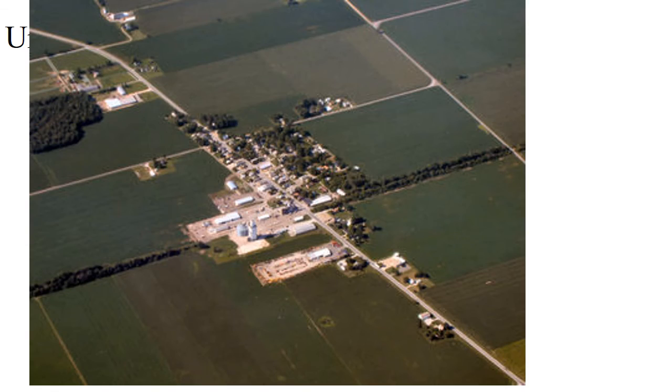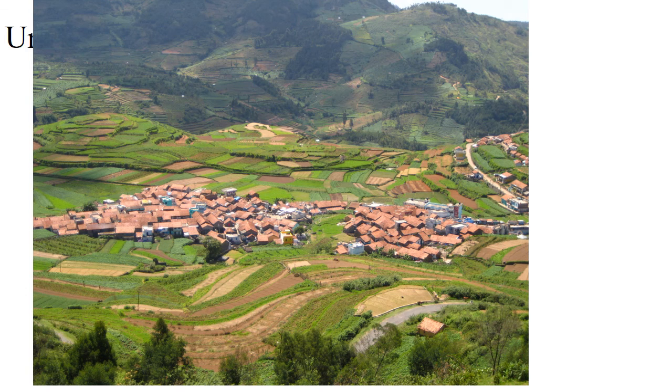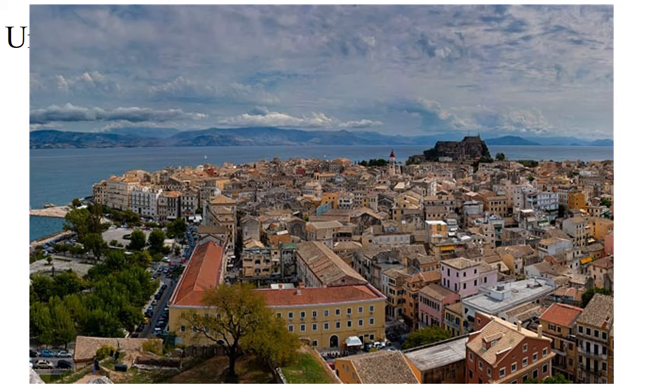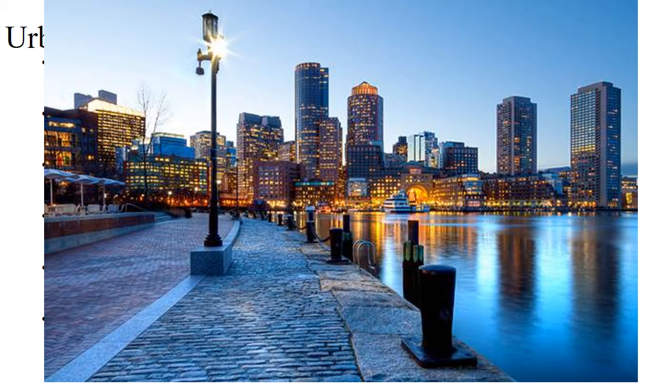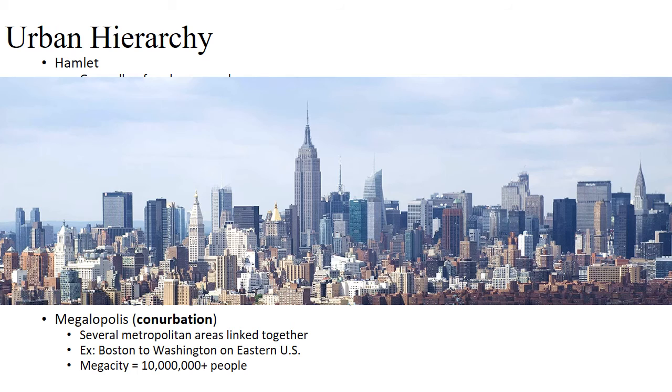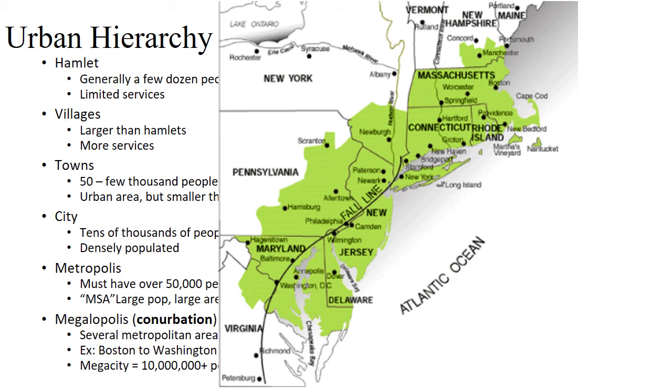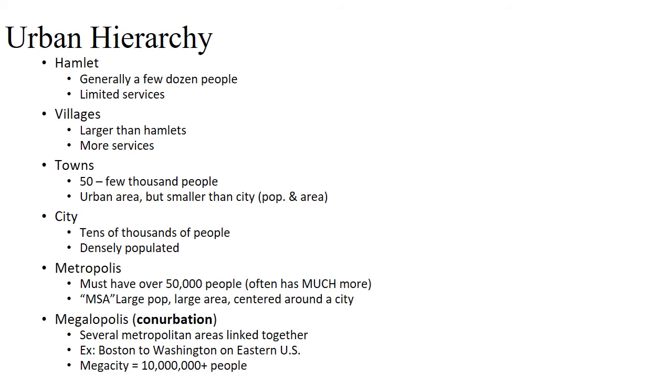Some examples: what a hamlet might look like, a little village, something closer to a city, this being a nice looking European town, excuse me. Larger cities, maybe a metropolis here, and then the Boswash corridor. This conurbation covers a huge chunk of the East Coast and is very densely populated. Something like 50 million people live throughout that area.